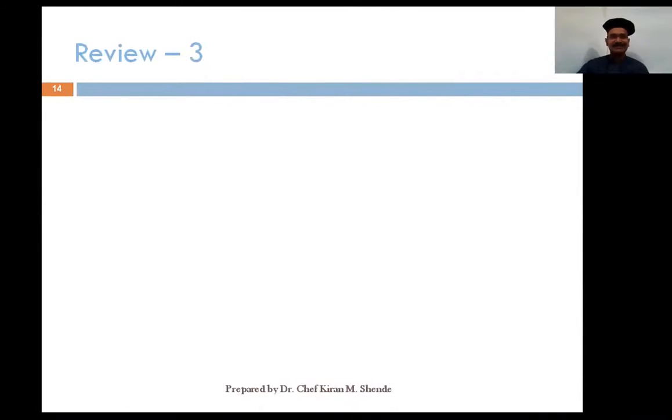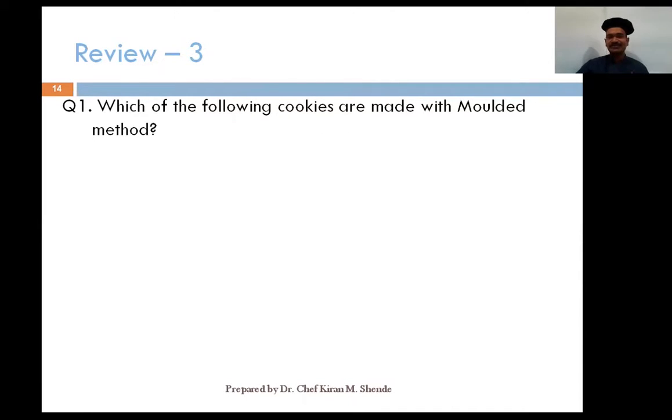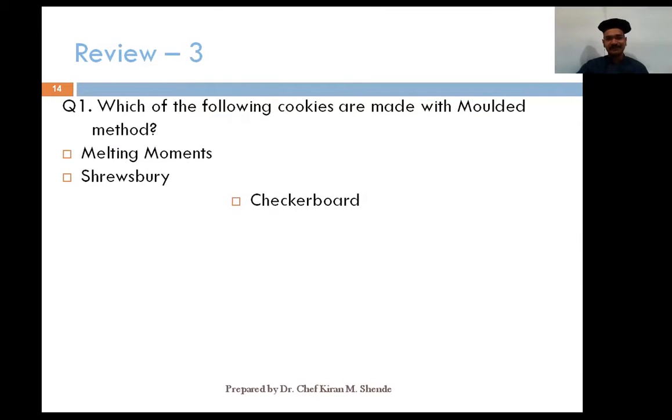Now, let us come down to the level of understanding what you have achieved by this video. Let us have a short quiz. Review number 3. First question to you. Which of the following cookies are made with the molded method of cookie making? Your choices are melting moments, Shrewsbury biscuits, and checkerboard biscuits.